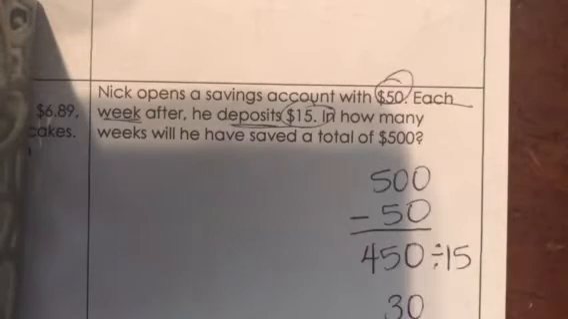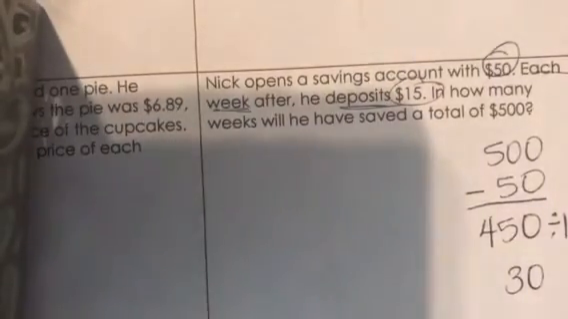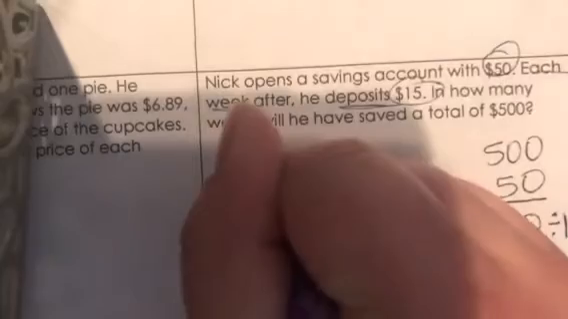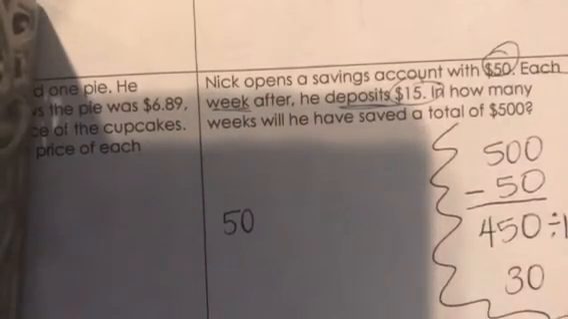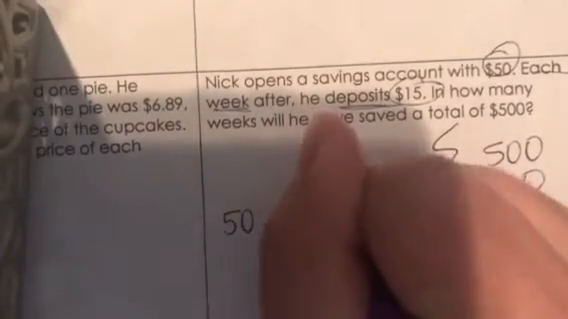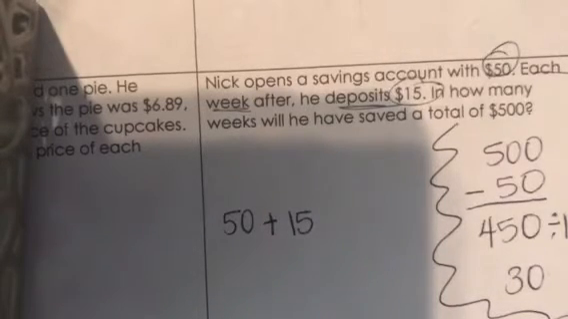If I were to write this out in a two-step equation, which some of your problems might ask you to match a two-step equation to a situation, we can talk about how you could write that. He starts out, $50 is already in the savings account. Then he adds $15 every week. So that means he adds $15 and $15 and $15 and so on.